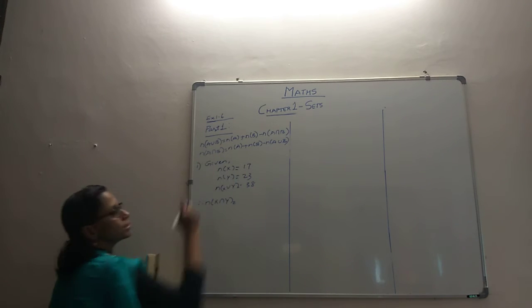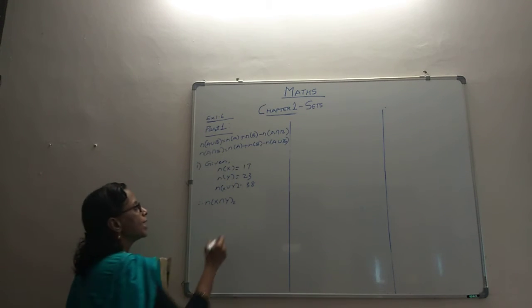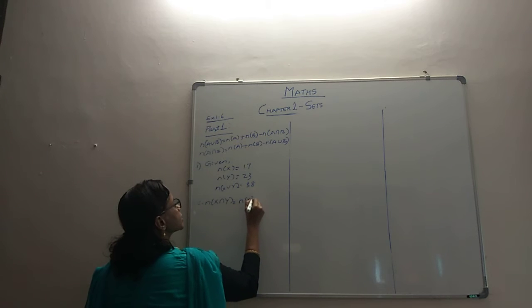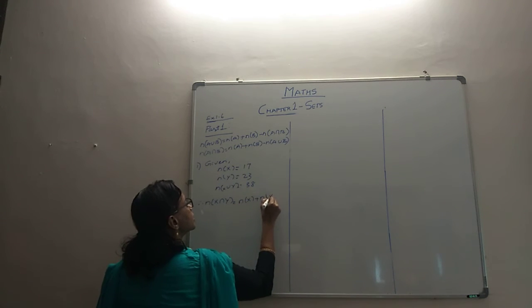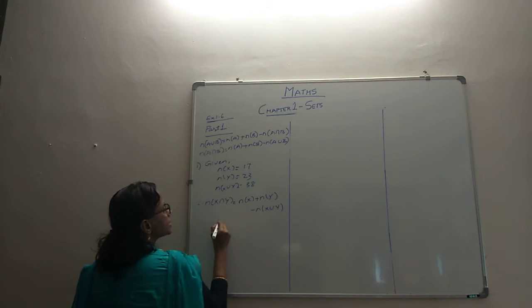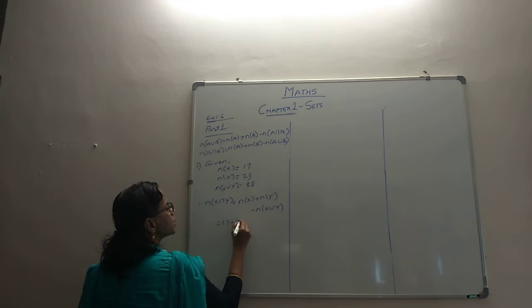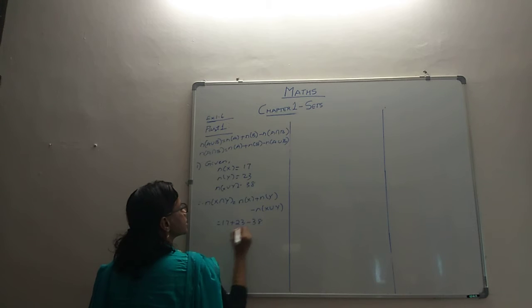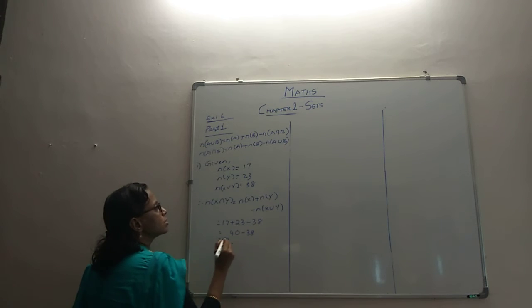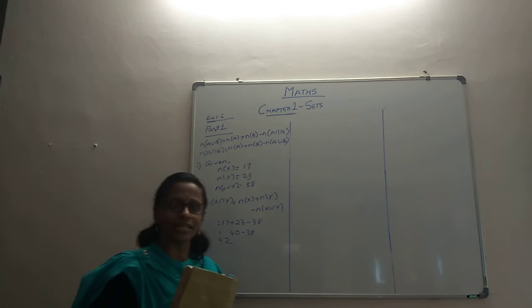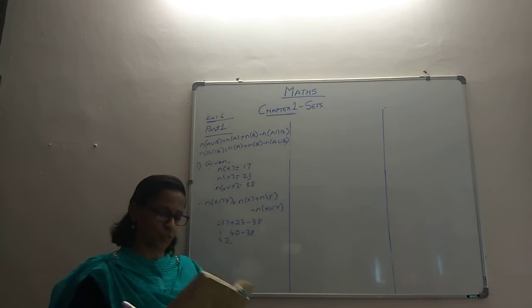Very clear to us, this formula is there. So let's use the formula. N of x intersection y is n of x plus n of y minus n of x union y. Let's apply this: 17 plus 23 minus 38. 17 plus 23 is 40, minus 38, that is 2. N of x intersection y is 2. That's about our first question.